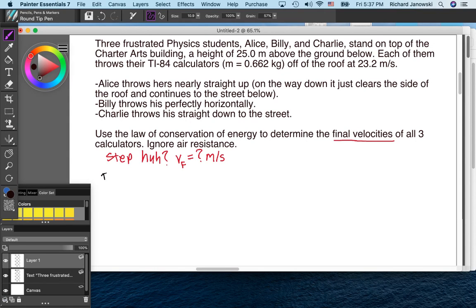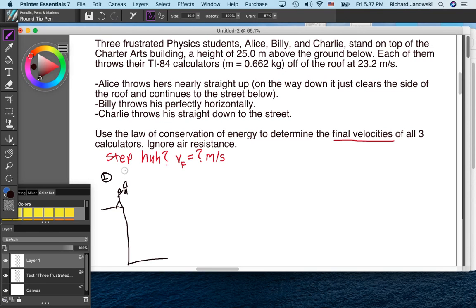All year long, step 1 is make a sketch. So here's the edge of the building. Still having trouble drawing straight lines. Not very good at the Wacom tablet. Let me try this again. Okay, that'll have to do. So there's Alice. She's going to throw her calculator straight up. So we're going to give speed lines below. It's going to go up in the air, and eventually it'll come down.